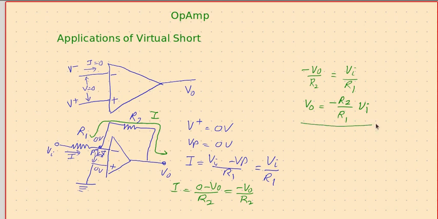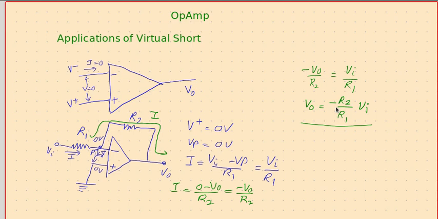Done. That's so simple. Whatever amplification you want, you just decide what should be R2, what should be R1, and this ratio will decide what will be the voltage gain of this circuit. And because the input is applied to the inverting terminal, definitely the output is going to be a negation of the input and given by this ratio.